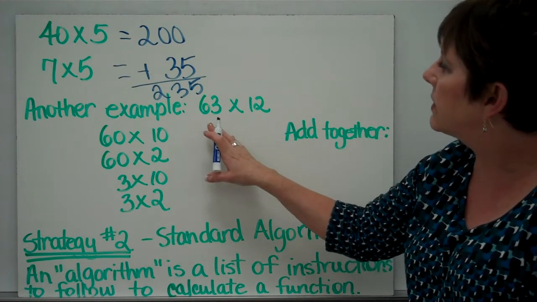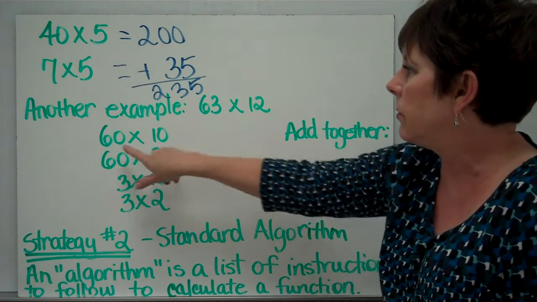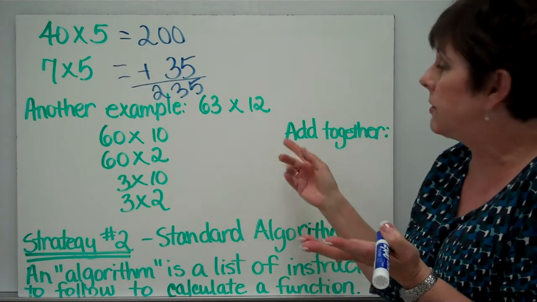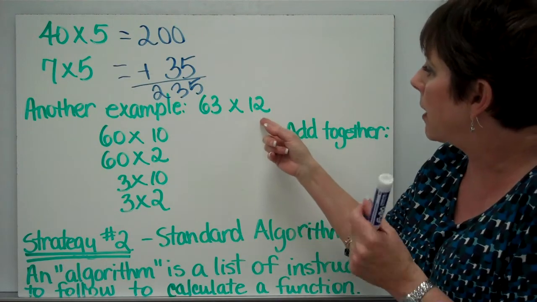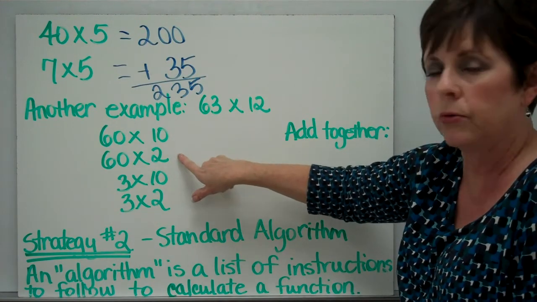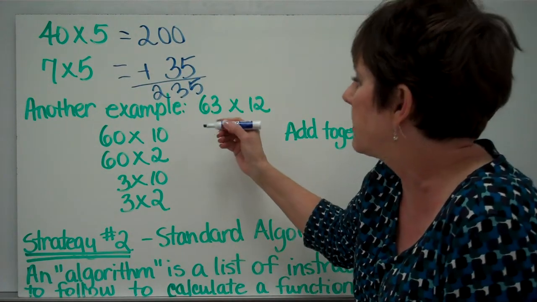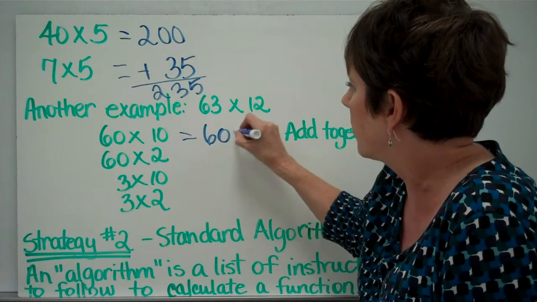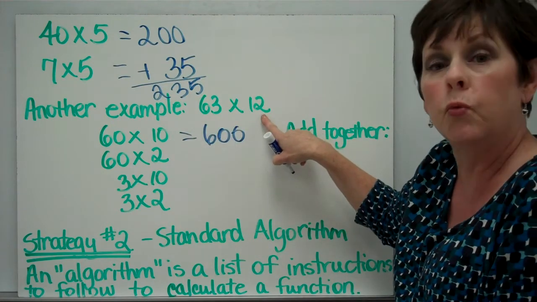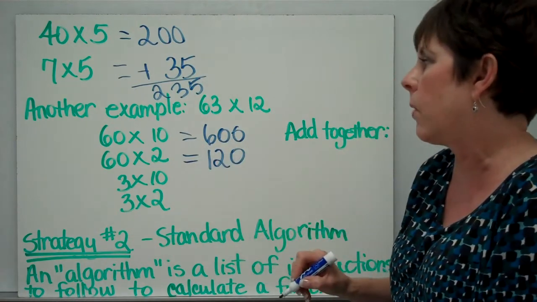Here's another example, 63 times 12. We would break 63 down into 60 and 3. 6 10s, 3 1s. We'd have to break the 12 down too. It's a 2-digit number. So you would break the 12 down into 10s and 1s. 1 10 and 2 1s. 10 and 2. So we would multiply 60 times 10, which is 600. Then we would multiply the 60 times 2 1s. 60 times 2 1s equals 120.